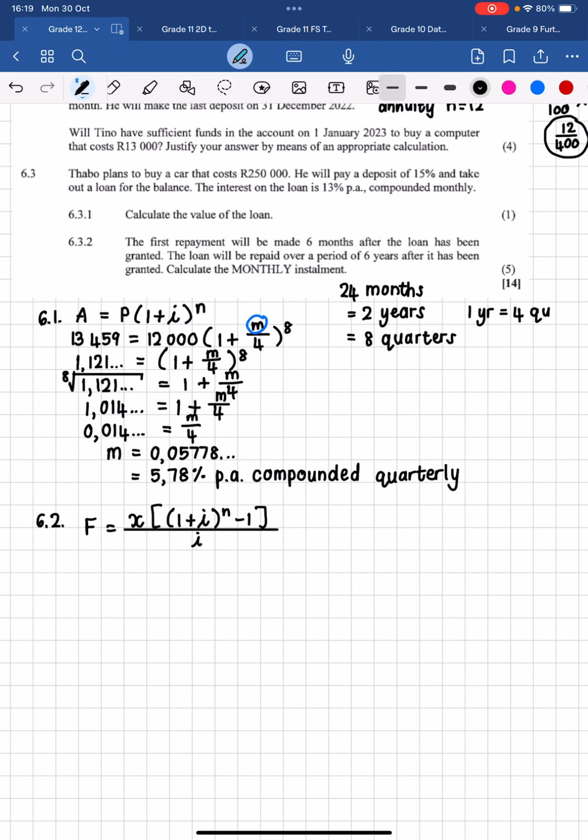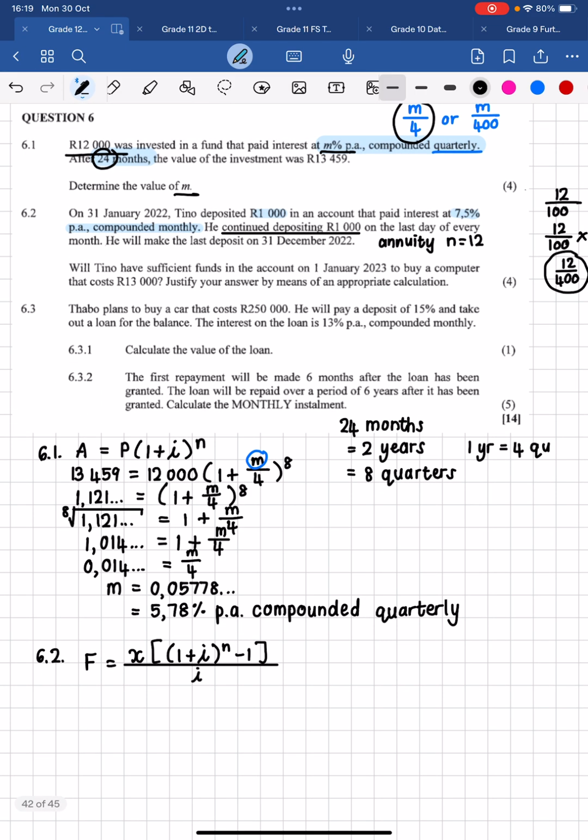How do I know when you add a day or take one away? The end of a month is technically the same as the beginning of the next month. So in this case, where they're talking about 31 December and then 1 January, we're not going to work in days. This interest rate was compounded monthly, so that means that only at the end of the next month will they calculate the new interest. So 1 day here is not going to make a difference.